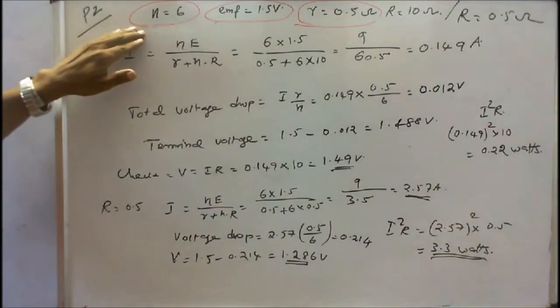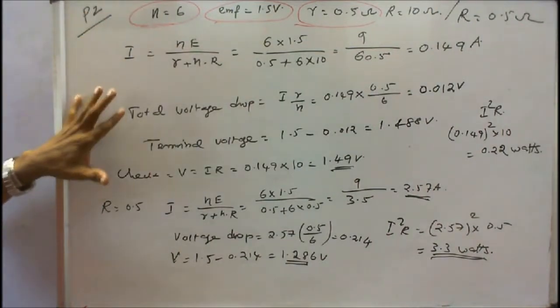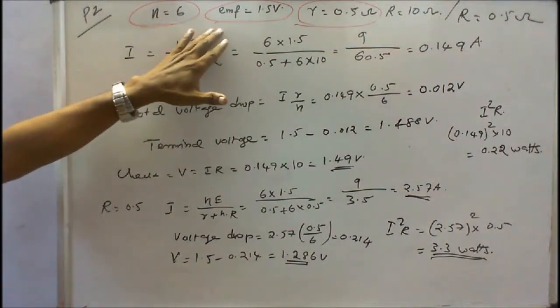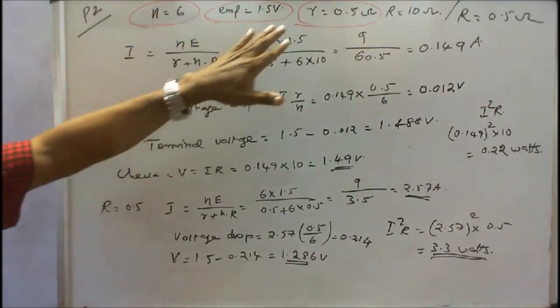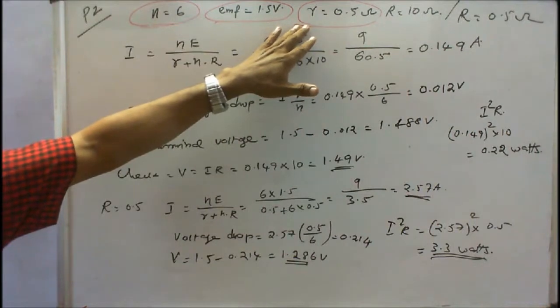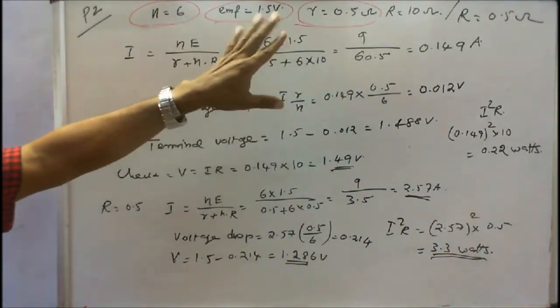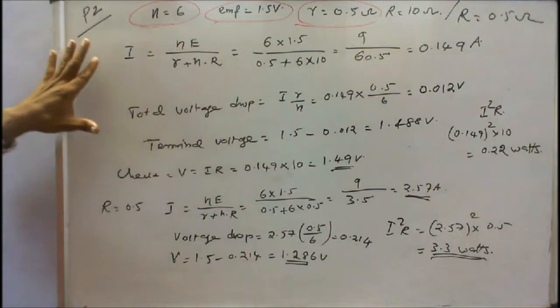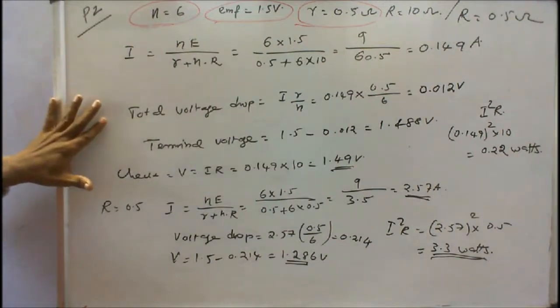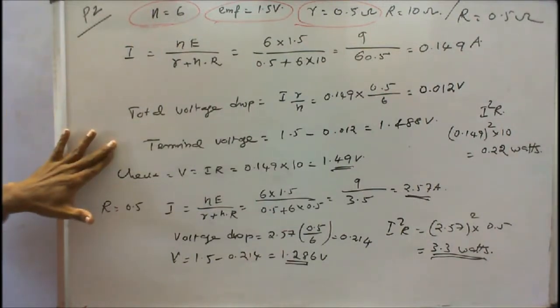In this problem, the number of cells is given, 6 cells, all connected in parallel. Each cell EMF is given as 1.5 volts. The internal resistance is given as 0.5 ohms. Load resistance is 10 ohms. I have to calculate the total current, total voltage drop and the terminal voltage.